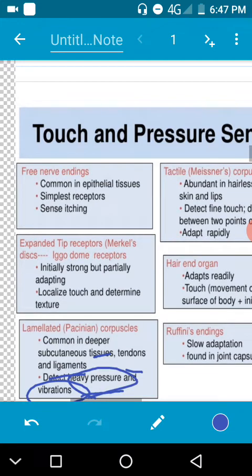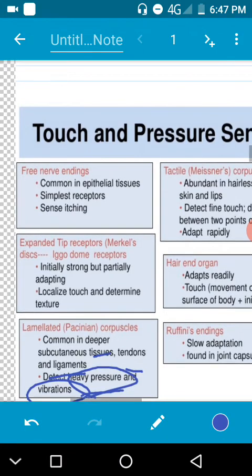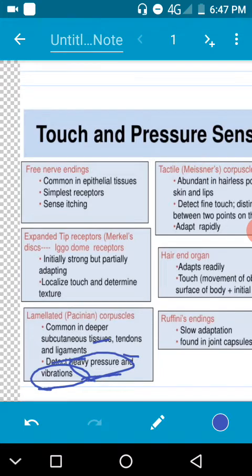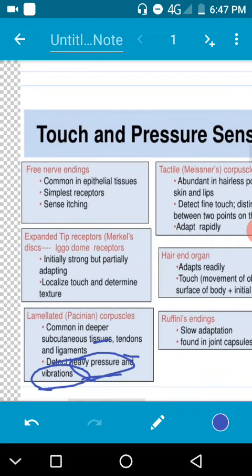And in vibration sense, as you all know, the time between one stimulus and the other is very short. So if this is the case, how can nerve endings with a very long adaptation time pick up vibration? That's why the nerve endings which adapt very rapidly are apt for picking up vibrations. So the Pacinian corpuscle is ideal for picking up the sensation of vibration.